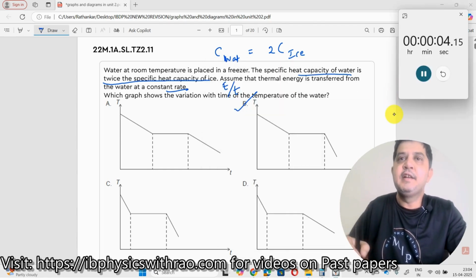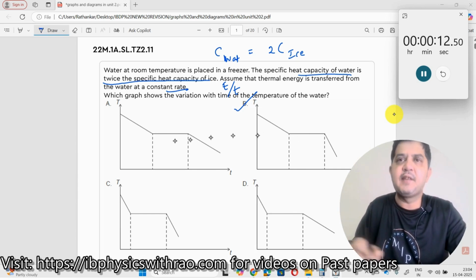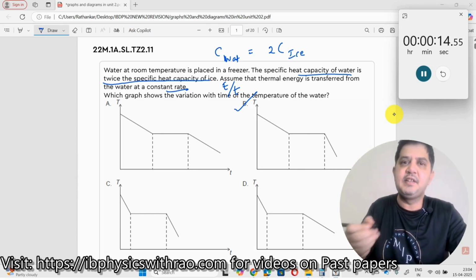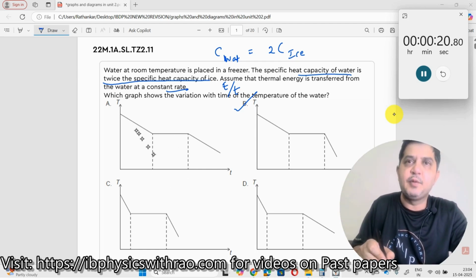Right. Okay, so now there are 4 graphs given. You need to identify which is the right one. Of course, the answer is B over here. Now, first thing, what is so special about this graph? What is the compare and contrast feature of these graphs? You see here, there is a line here, there is a line here, and there is a flat line here. What does this denote?